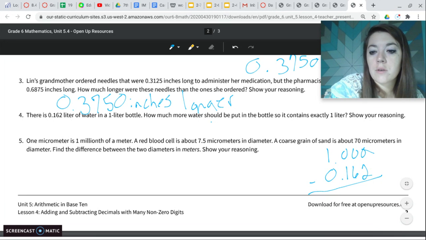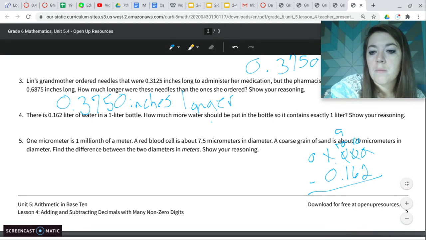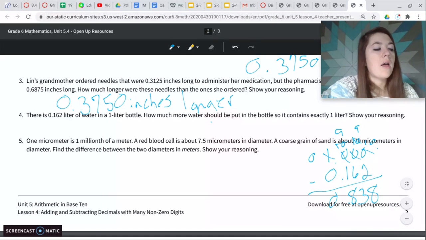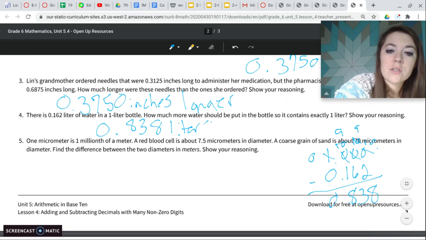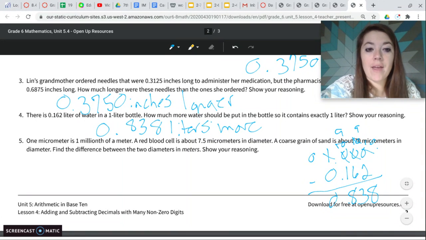0 minus 2, can't do it. We've got to borrow and borrow and borrow. So this becomes a 0. This becomes 10, but we have to borrow to make the next one 10. But then we have to borrow there to make this one 10. So 10 minus 2 is 8. 9 minus 6 is 3. 9 minus 1 is 8. 0 minus 0 is 0. So we end up with 0.838 liters more. That's how much more needs to be added in order to have a full liter.